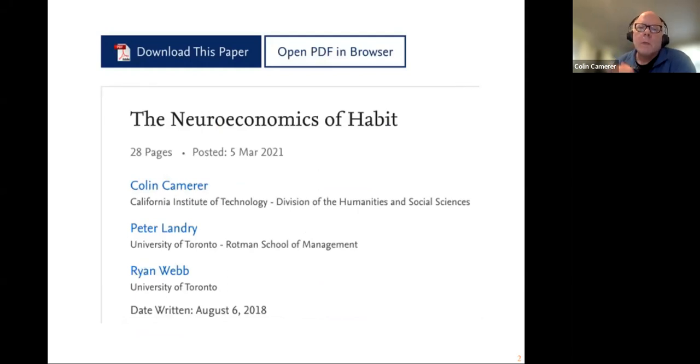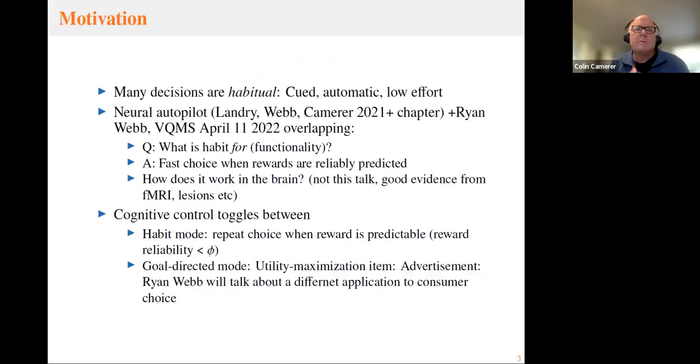Okay, the background is this paper. This was a chapter written for a book that took a long, long time to get assembled. And the main drivers were Peter Landry and Ryan Webb. Ryan is going to talk to your group in April about this very similar model, so you get to see two glimpses of the model based on different data sets.